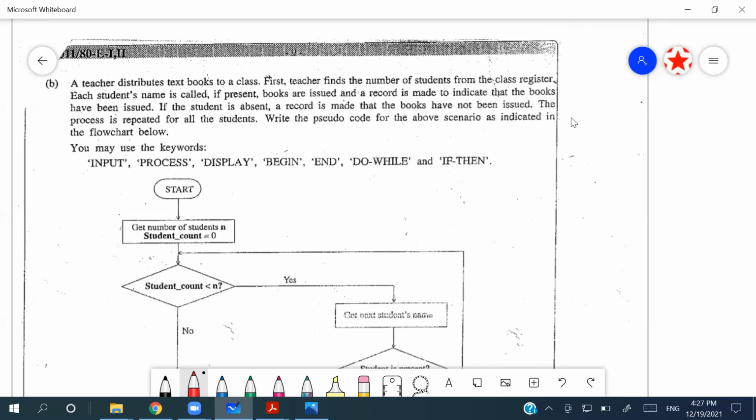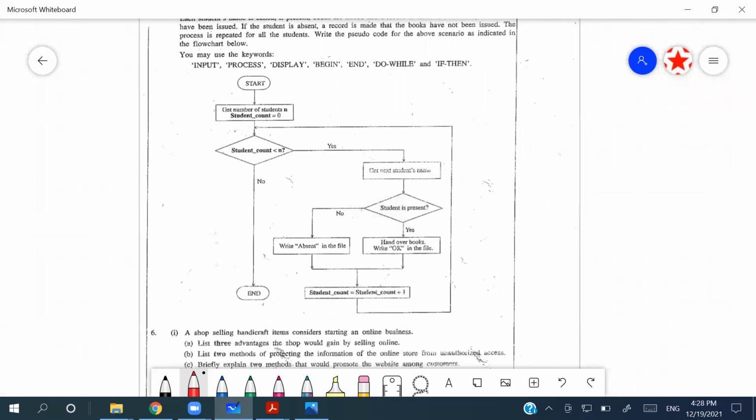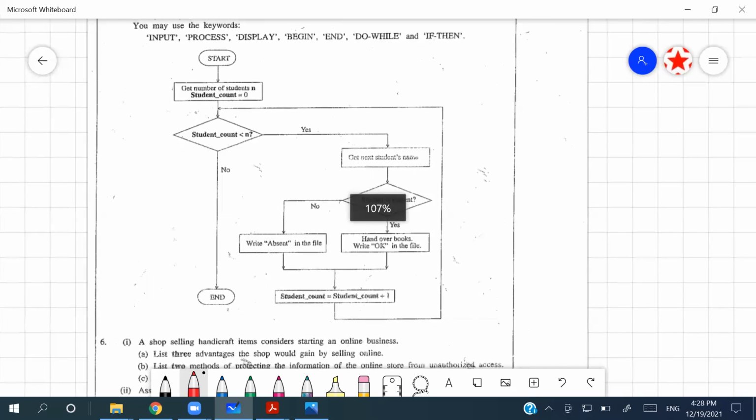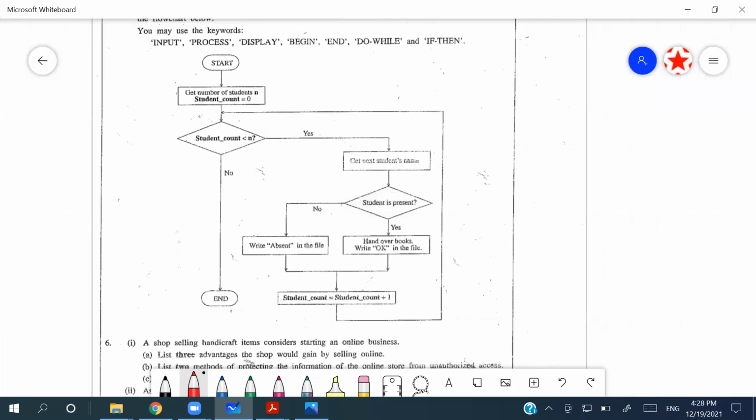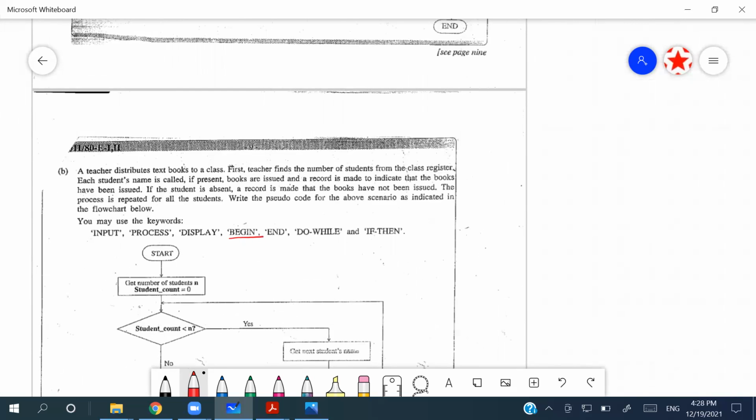Write the pseudocode for the above scenario as indicated in the flowchart below. You may use the keywords input, process, display, begin, end, do while, and if then. So this is the structure. If you are going to write a pseudocode, for the start, they have given the word begin, so you can put begin and get number of students n, student count equal 0. So those are going to be 2 lines.